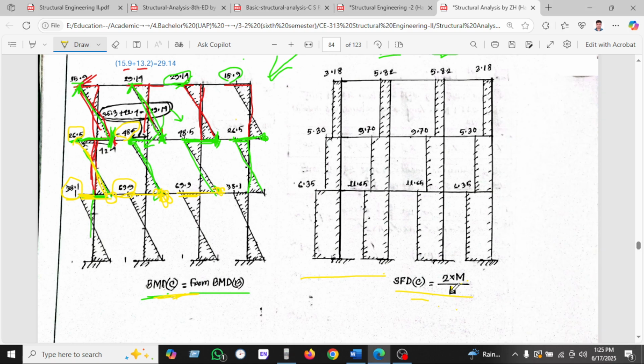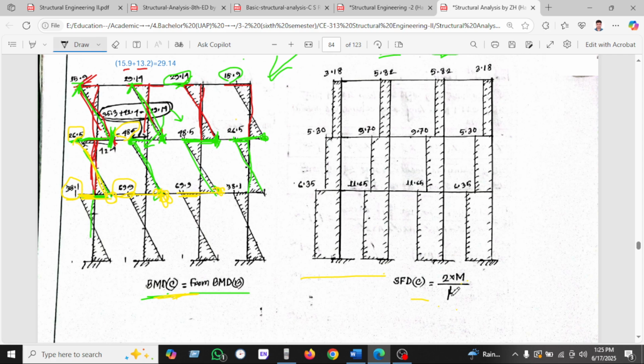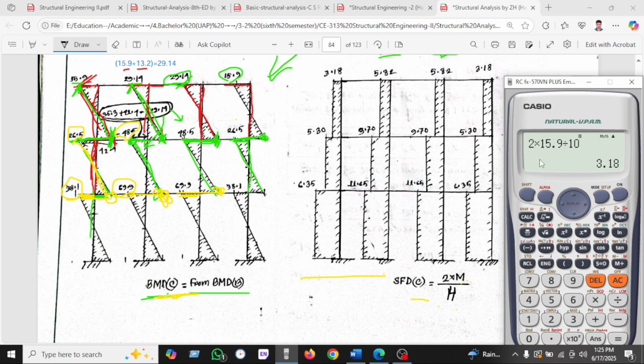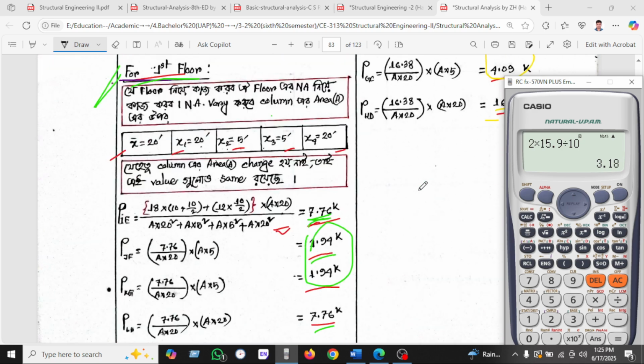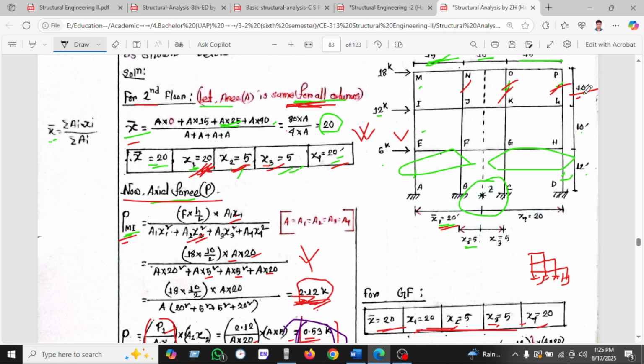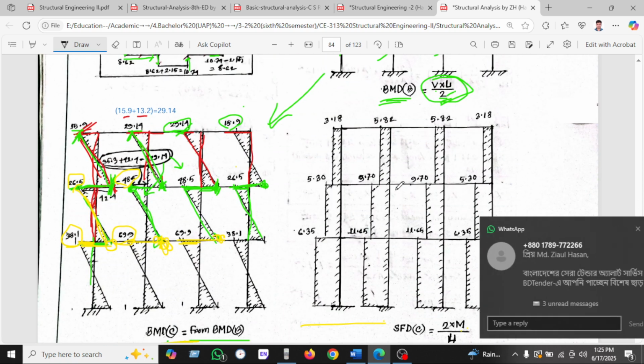It will be H, sorry for that. 2M divided by H. Okay, so I'm saying here 2 into M is 15.9 divided by H. H is how much? We have seen here the graph is 10, that's why it will be divided by 10.